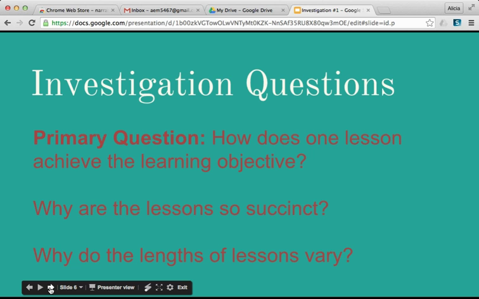Along with my primary question, I also had 2 secondary questions. First, I wondered why each lesson was so succinct. As stated earlier, it is puzzling that each concept was only one lesson instead of multiple lessons. Another secondary question I had was, why did the lengths of the lessons vary? It appears that some of the lessons would only take about 10 to 15 minutes to complete, whereas other lessons could take about 25 to 30 minutes. I was curious in investigating why the length of each lesson varied.